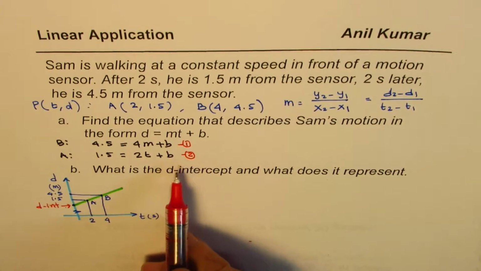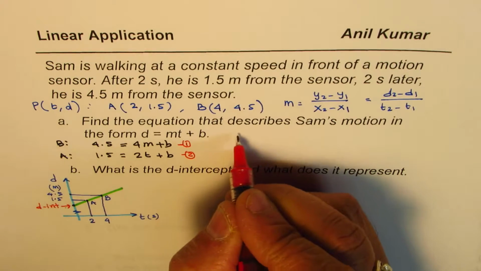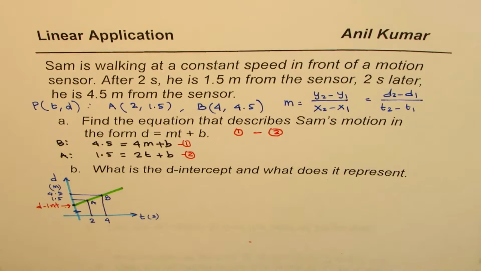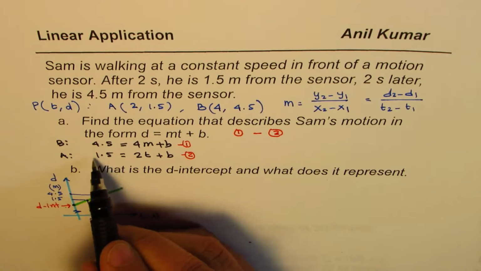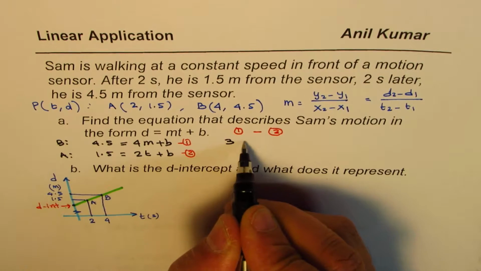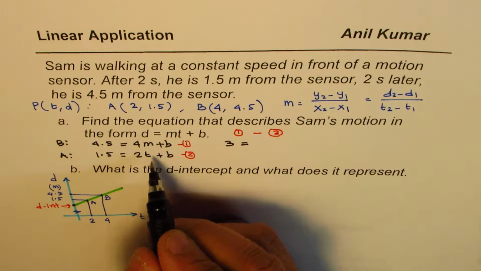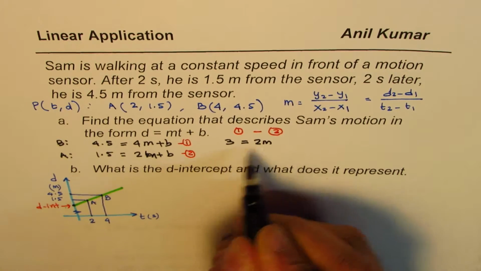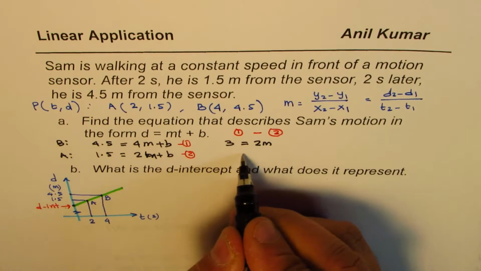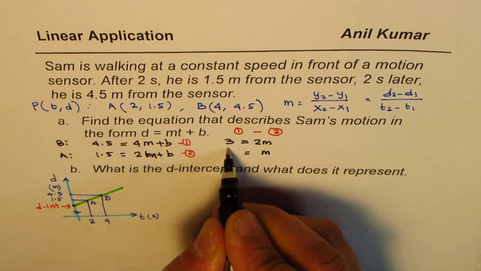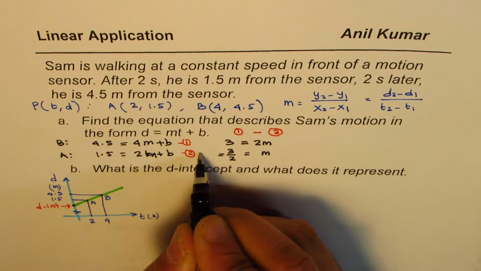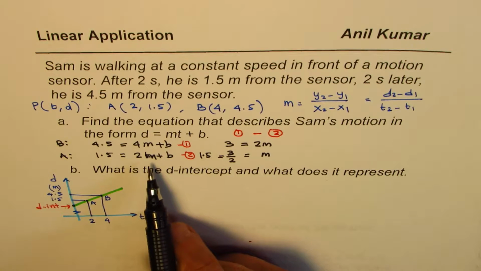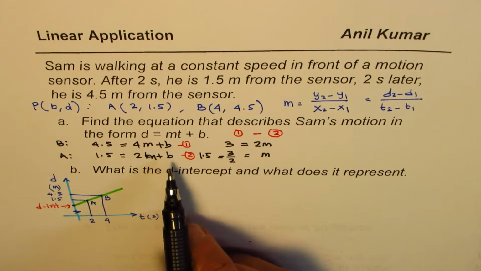Now what happens if I do equation 1 minus 2? Let's do it. So now we will do equation 1 minus equation 2. On the left side, 4.5 take away 1.5 will give me 3, and on the right side, 4m minus 2m is 2m, b minus b is 0. So from here we get the value of m, which is 3 over 2, or you could write 1.5, either way.